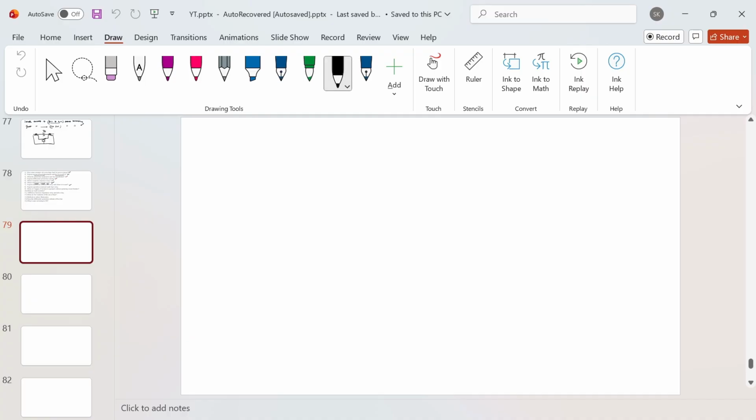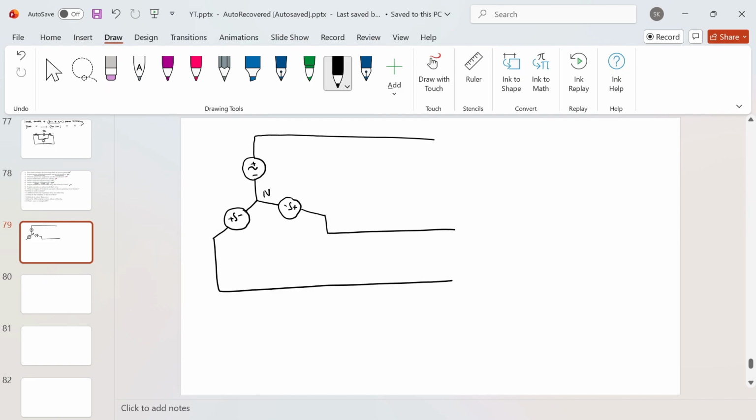Let's say I have a synchronous generator with me. This is my synchronous generator, and these are the three phases. The armature windings are connected in star fashion, and the neutral of the generator is not grounded. And let's say this is your A phase, B phase, and C phase.